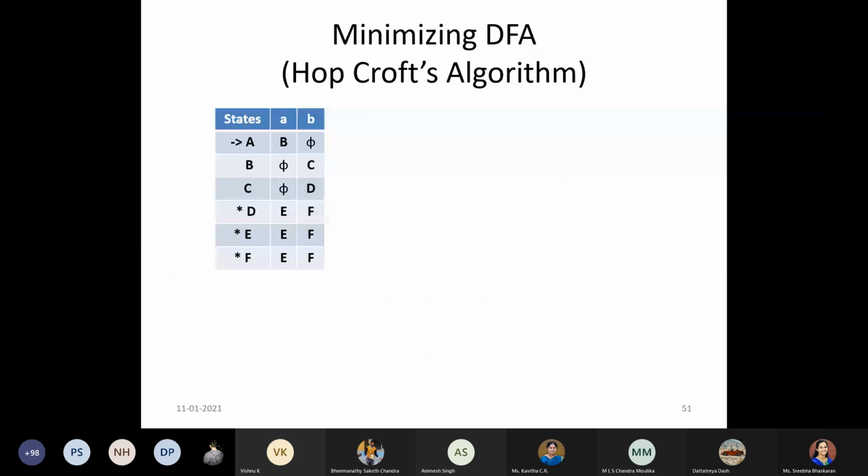Then with one more example. So here I directly took the transitions. Will you try?